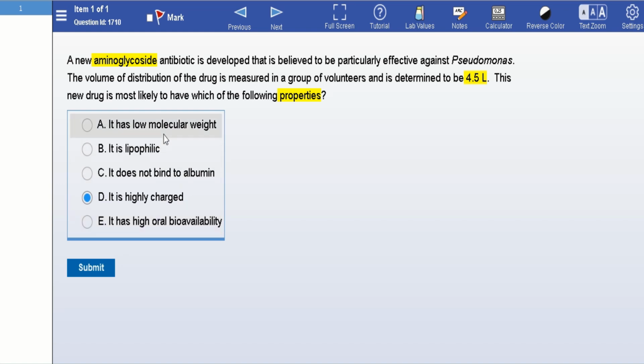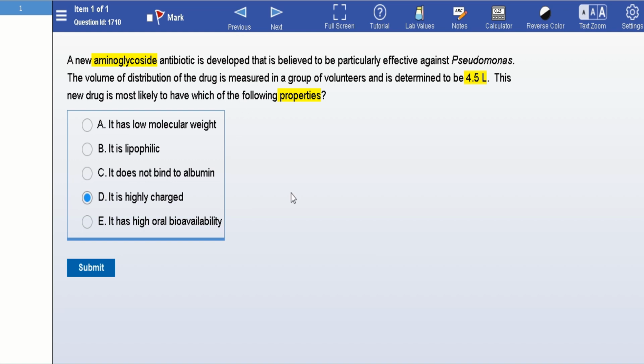Low molecular weight will actually escape this compartment and distribute elsewhere and would have a higher volume of distribution than this, same as if it were lipophilic as well. And it does not bind albumin. It's actually the other way around. It's when the drug is highly bound to plasma proteins that it would display low volume of distribution, as it would be restricted to the plasma, right?